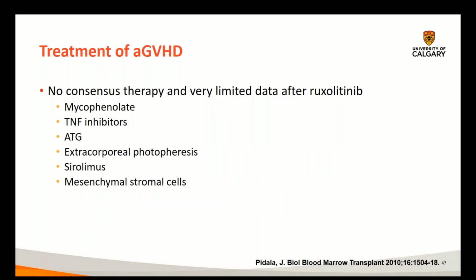Beyond ruxolitinib, there is really no consensus therapy, and most centers will have their own preferred therapies. Some therapies that have been attempted and published are mycophenolate, TNF inhibitors, ATG, extracorporeal photopheresis, sirolimus, mesenchymal stromal cells in addition to others. And these are summarized fairly nicely in this review that I've put down here on the slide if you're interested.